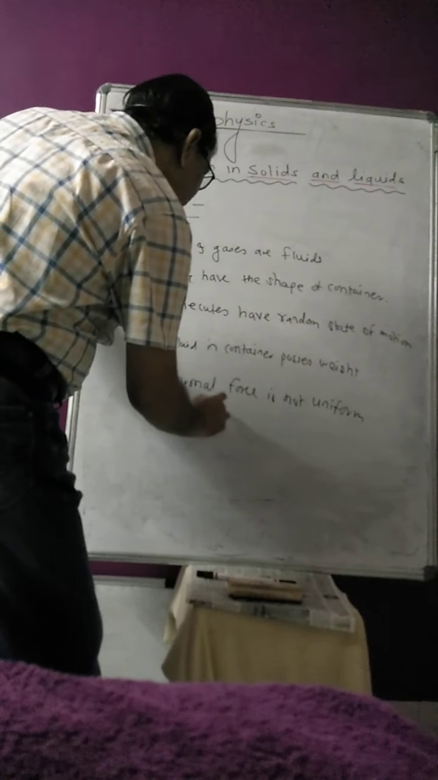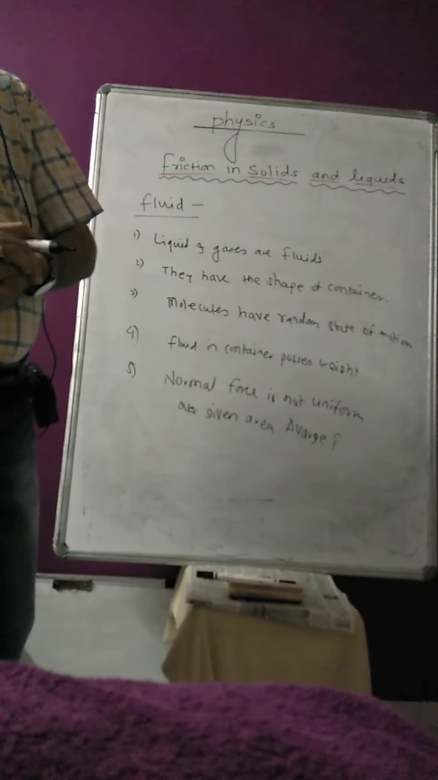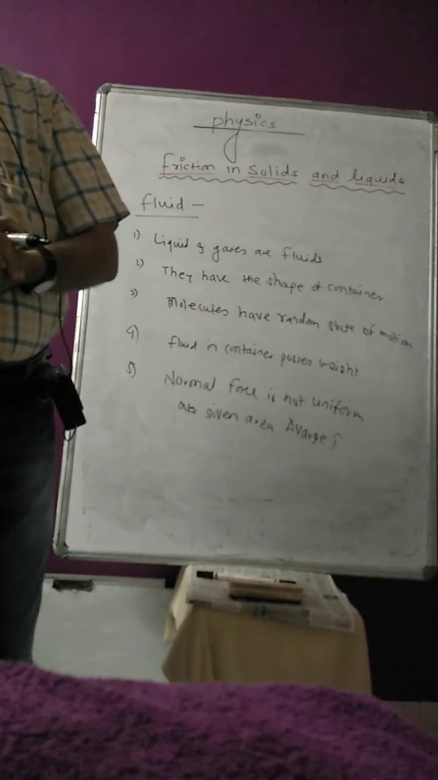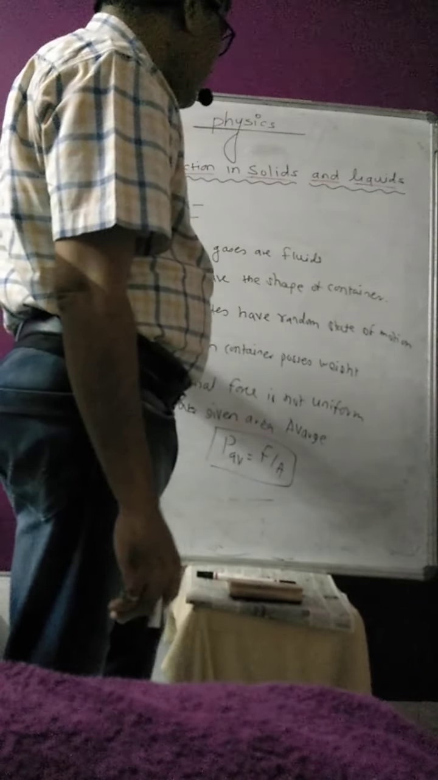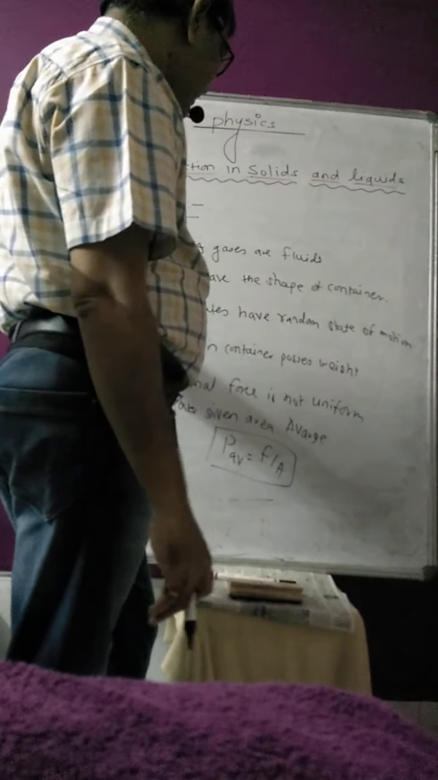So therefore we are taking average force. So we can consider average pressure. The average value of that pressure, P average, will be taken to be force per unit area. Actually, the normal force is not uniform all over the surface of a given area. So therefore we are taking the average value of pressure. These are some characteristics of the fluid.